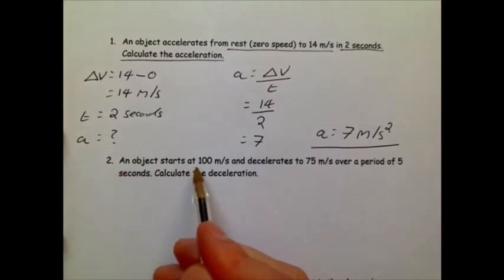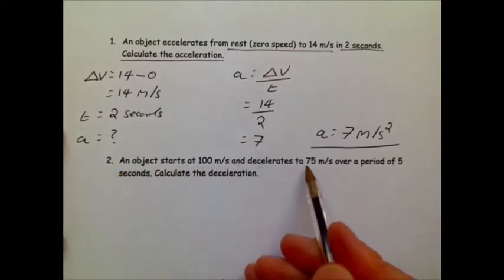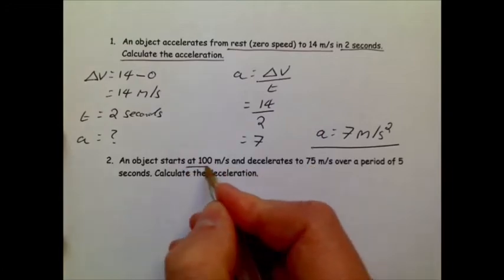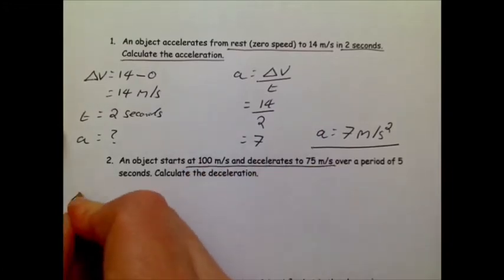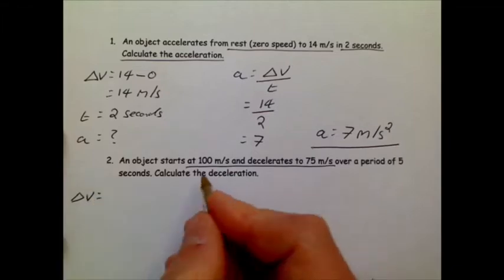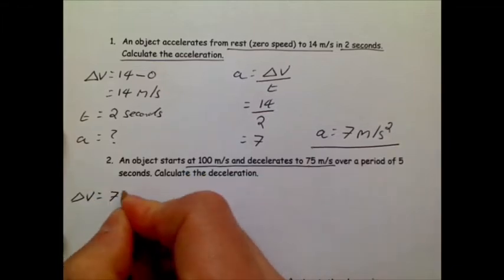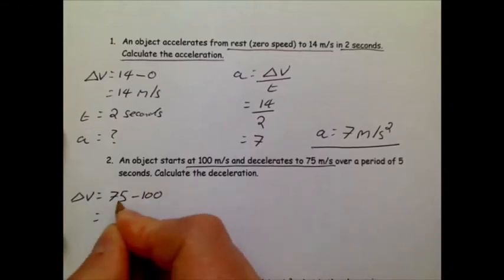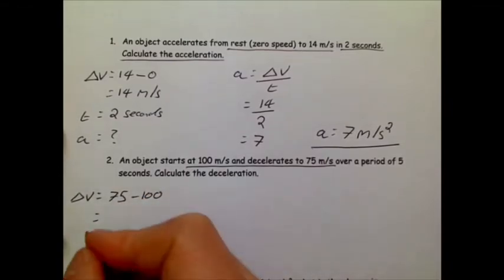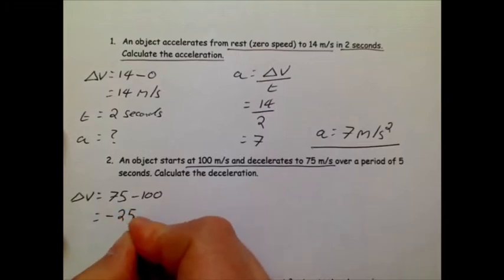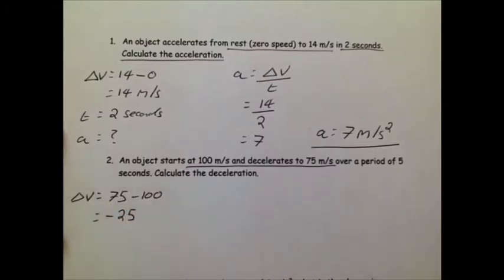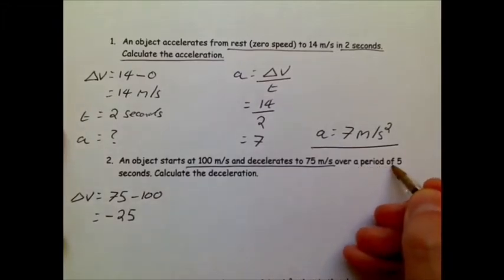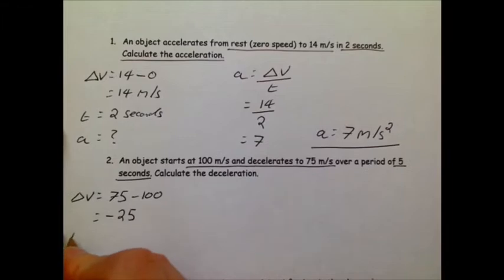Question 2. An object starts at 100 meters per second and decelerates to 75. So there's my change in velocity. Its final velocity was 75 and its starting was 100. So 75 take away 100 is minus 25. Velocity is a vector quantity, so it is okay to have a negative. Over a period of 5 seconds. So my time is 5 seconds.